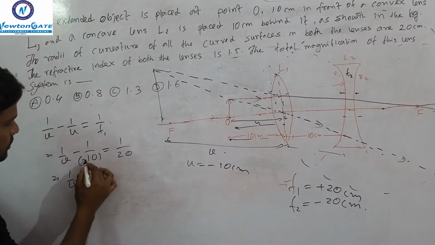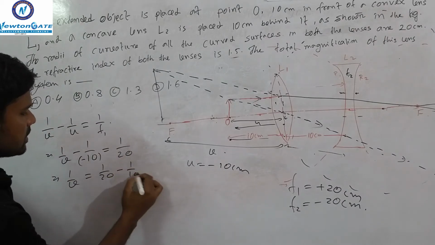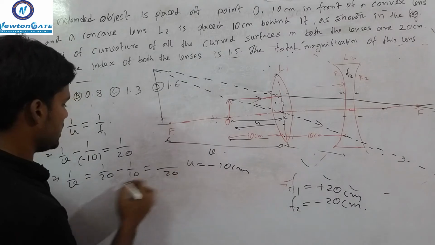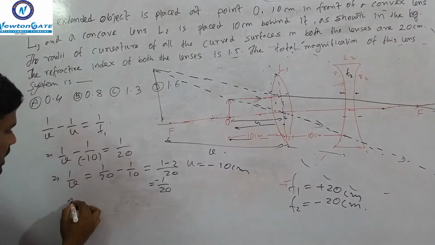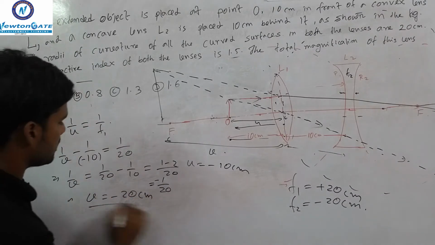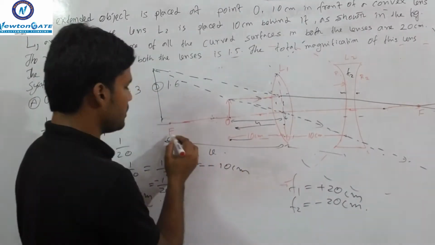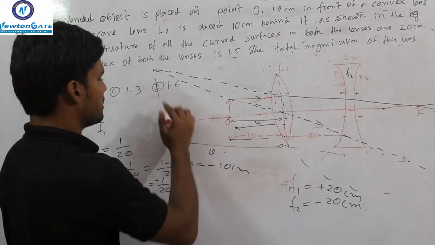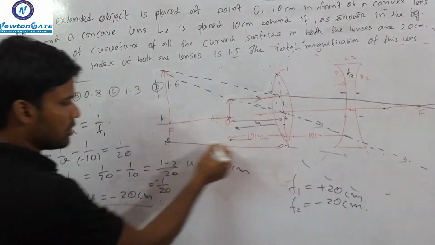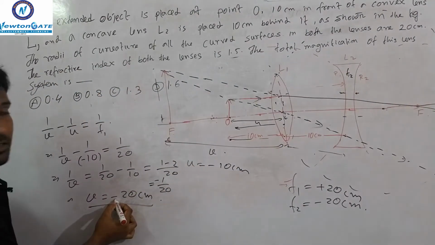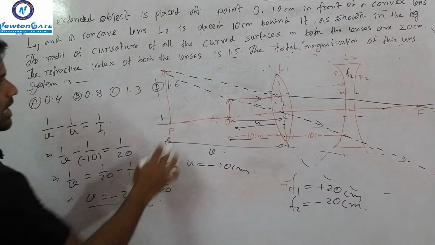So 1 by V equals 1 by F plus 1 by U, that is 1 by 20 minus 1 by 10. The 1 minus 2 gives 1 by 20, but this is minus. So V should be minus 20 centimeter. Our calculation is right? That means V should be at the focus like this. This is our V distance from this point to this point, and that's why the sign is negative, meaning on this side of the lens. So this is our position of the image, and this is an enlarged image.